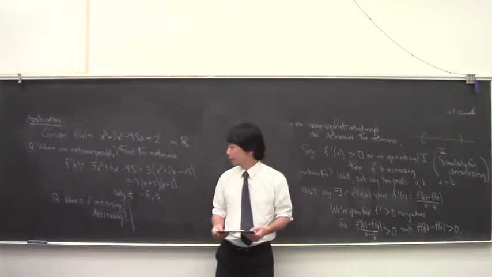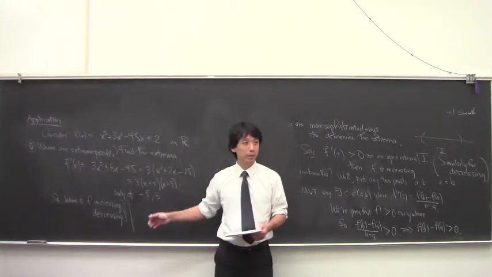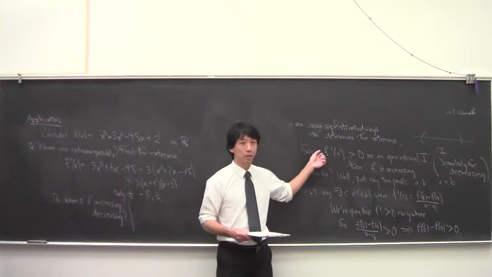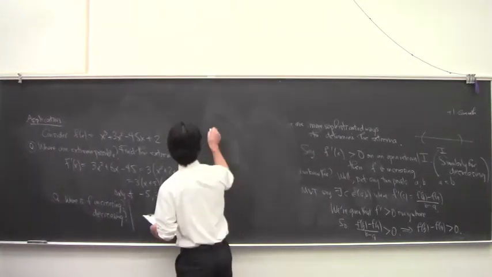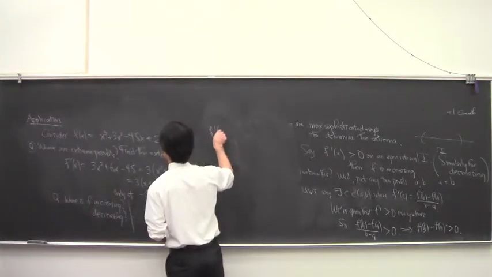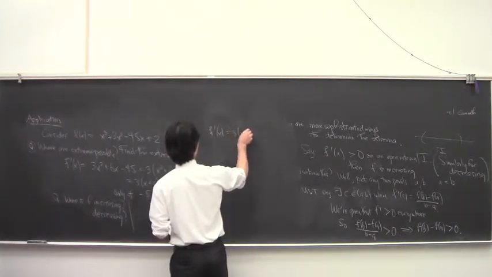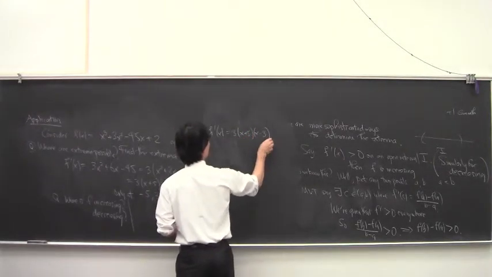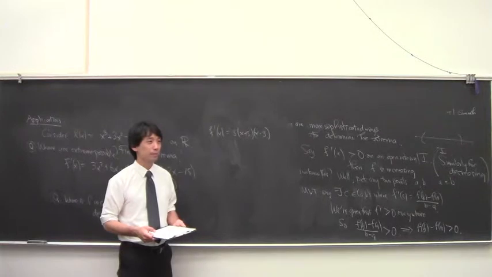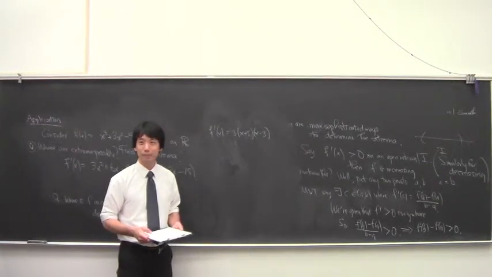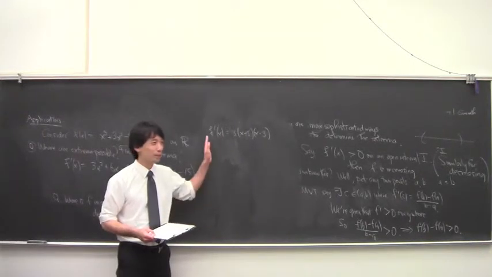If we want to find out where f is increasing, well, one thing we can do is look at the derivative and find out where it's positive. Right? So here's the derivative. Right? How do you find out where it's positive and where it's negative? Does anyone remember how to do this?